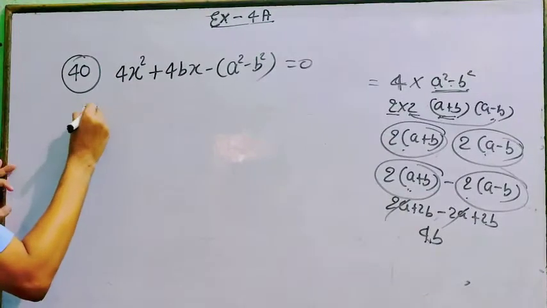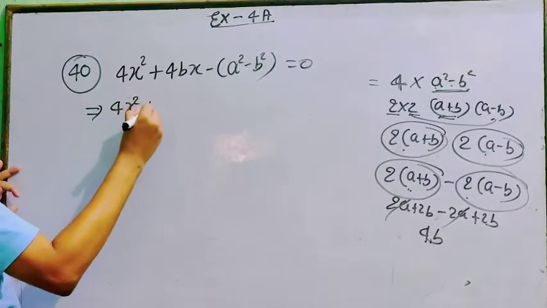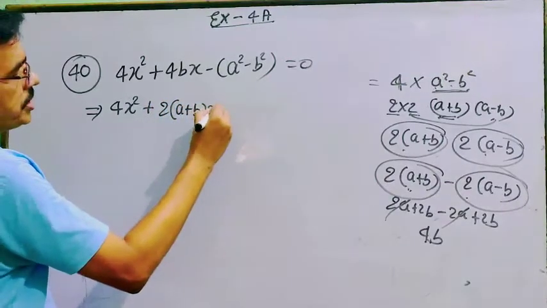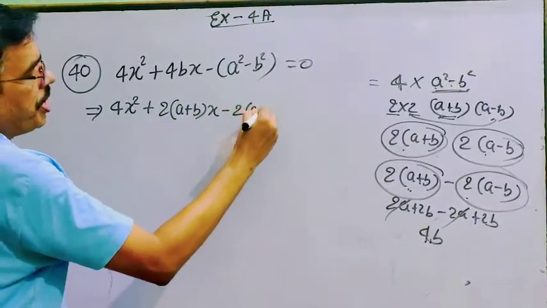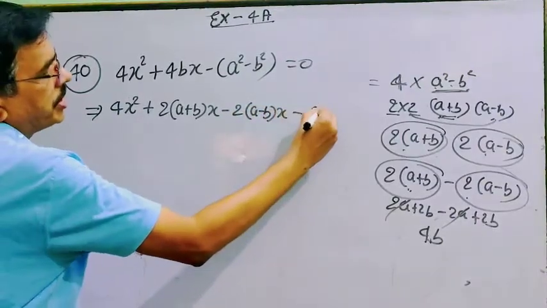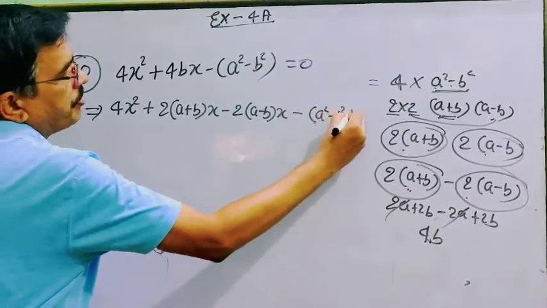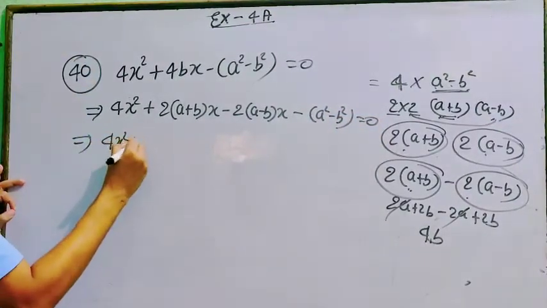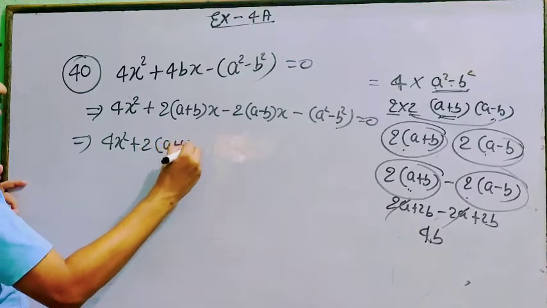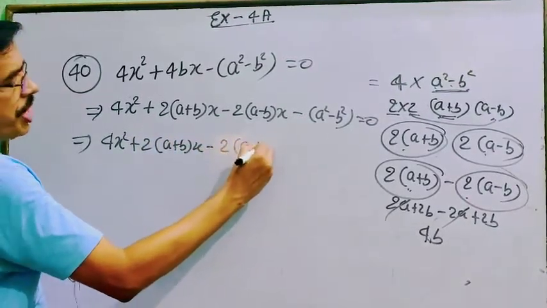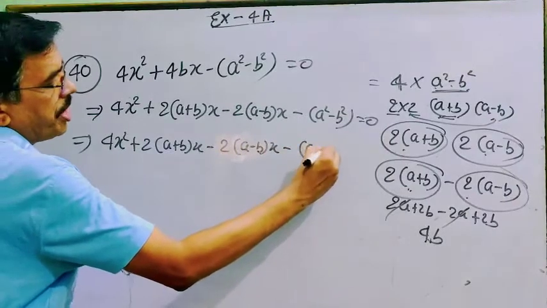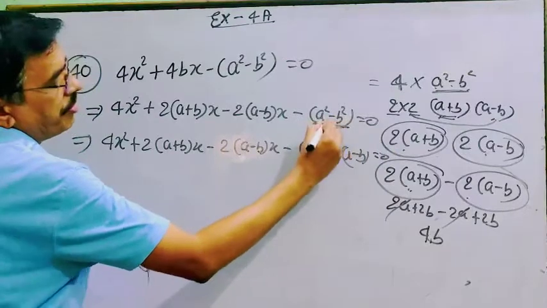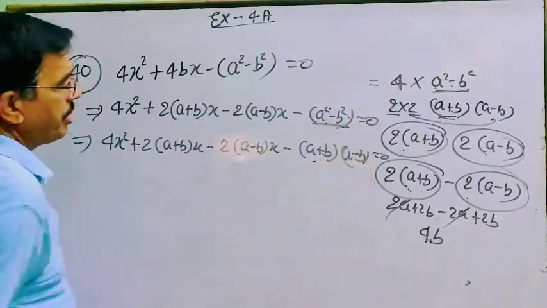So here you use this: 4x² + 2(a + b)x − 2(a − b)x − (a² − b²) = 0. Then here is 4x² + 2(a + b)x − 2(a − b)x − (a + b)(a − b) = 0, because the formula of a² − b² is (a + b)(a − b).